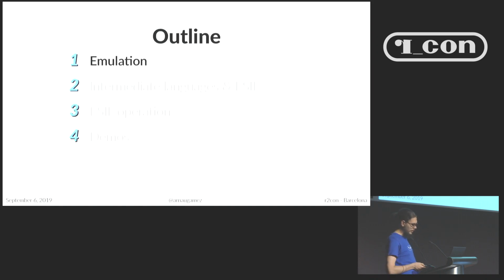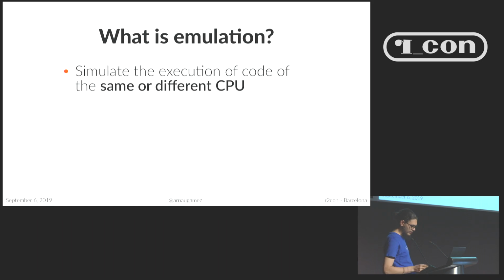So this will be the outline. First of all, talking very briefly about emulation, because this is a reverse engineering congress, and I'm assuming most of you know what emulation is about. But anyway, we will see a little bit more. So basically, emulation is the process of simulating the execution of code of some architecture in some different architecture.